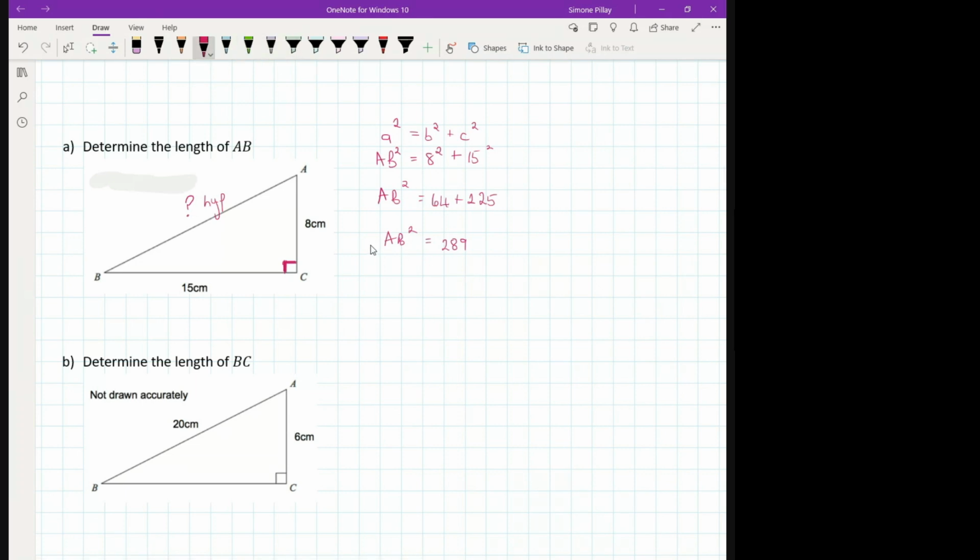Divide, ma'am. Not divide. What's the opposite of a square? Square root. So to get rid of my square, I'm going to square root, and then they cancel out. But because I square root one side, I'm going to square root the other side. Are you with me there? Now tell me what I get.